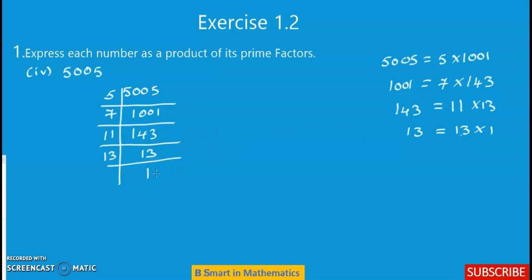Yes, finally we got 1. Yes, the procedure is completed. So what are the factors involved here? 5, 7, 11 and 13. Yes. The prime factorization of 5005 is 5 into 7 into 11 into 13. This is the prime factorization of 5005.